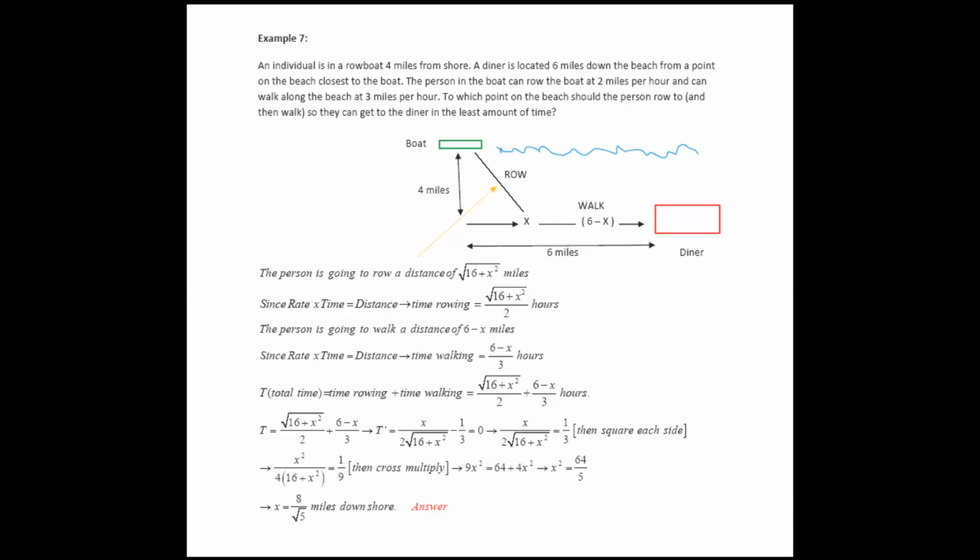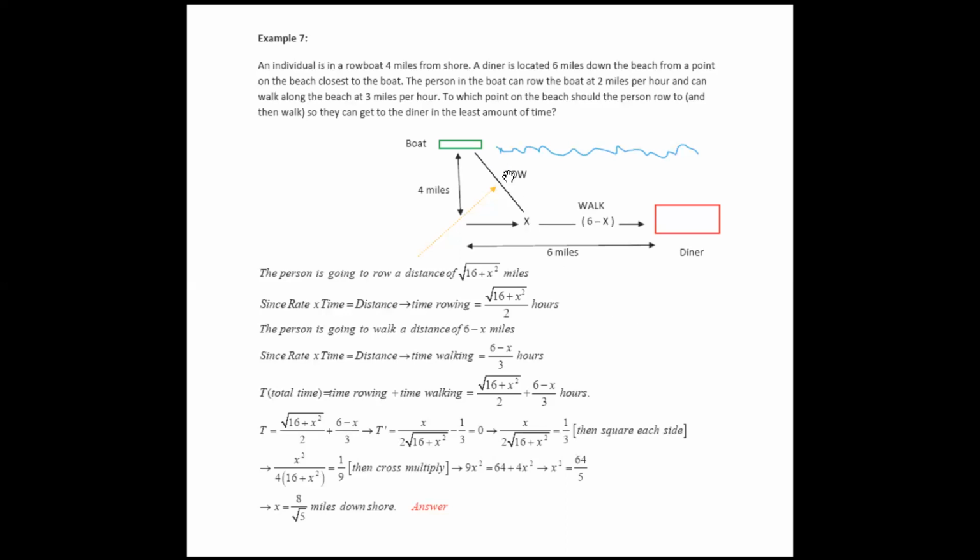Now, what is it we want to minimize? Time. Well, rate times time is distance. Think about it. If you go 50 miles per hour, that's your rate, for 2 hours, that's your time. How far do you go? 100 miles. Rate times time is distance. So time is distance divided by rate.